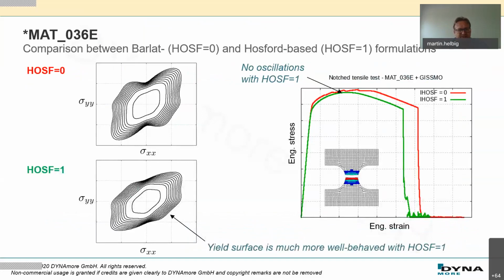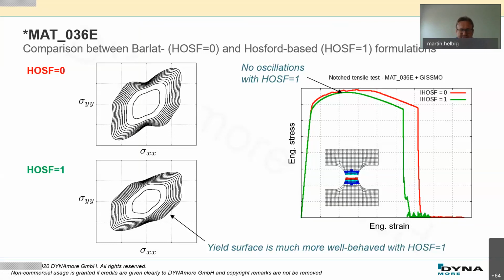This is shown in here as Hosford 0. We have this set of parameters we've seen before, and the yield surface here is not convex. This is Hosford 1, where an internal iteration is taking place, and the yield surface is convex. And the results we see here for this notch tensile test: with Hosford 0 and this non-convex yield surface, we get some problems. And if you use Hosford 1, we get a smooth curve.